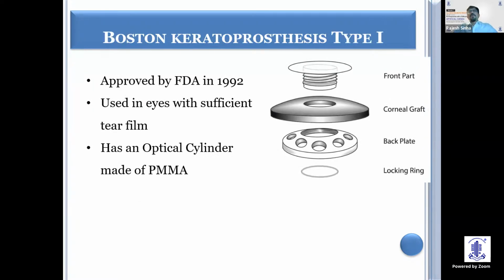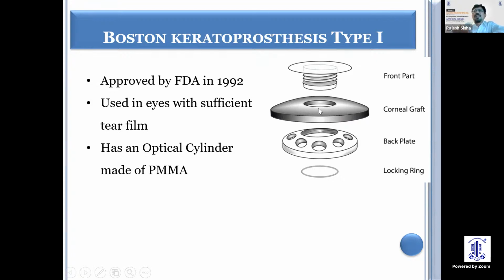The one that is very commonly used, obviously it cannot be used in dry eyes, but if the cornea is wet, if the surface is wet, then the one that is very commonly used is the Boston keratoprosthesis type 1. It was approved by the FDA in 1992, and it is used in eyes with a good tear film. It has an optical cylinder which is made of PMMA. This is the one.